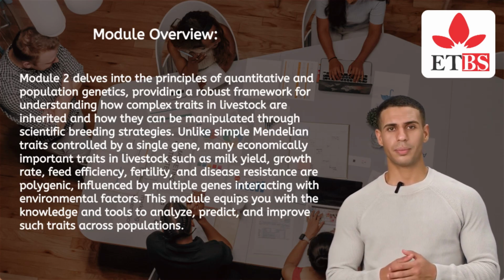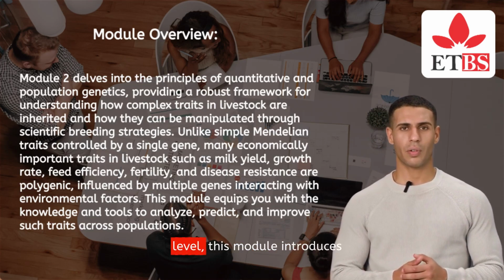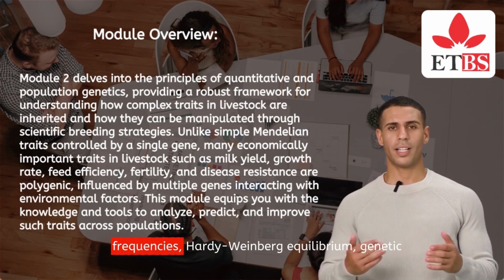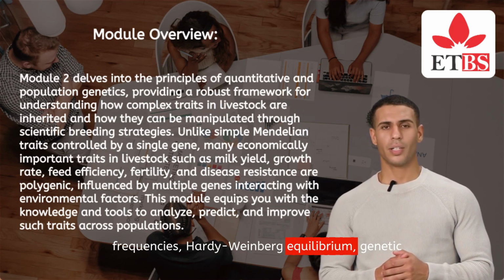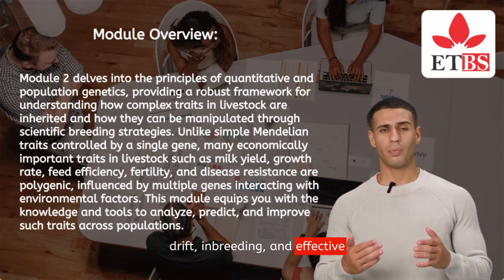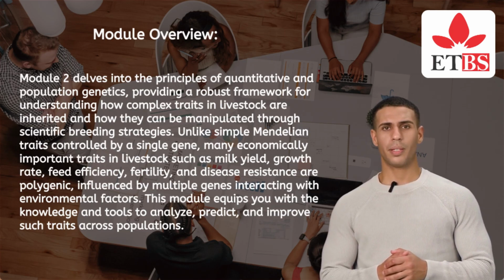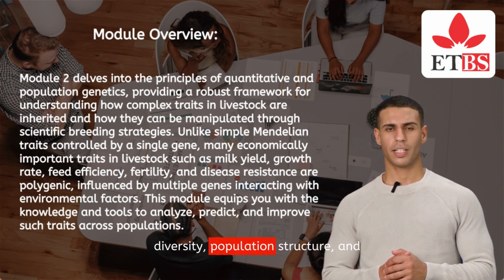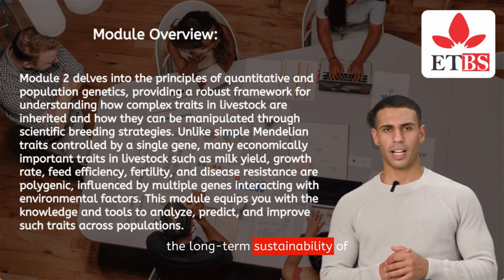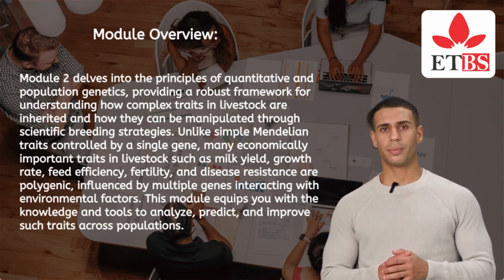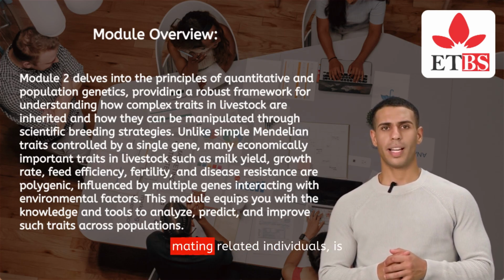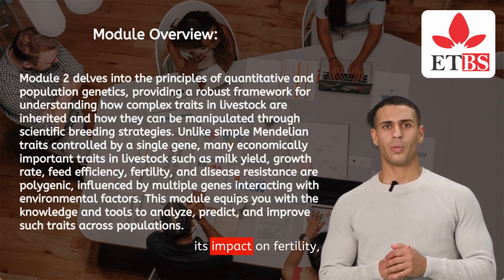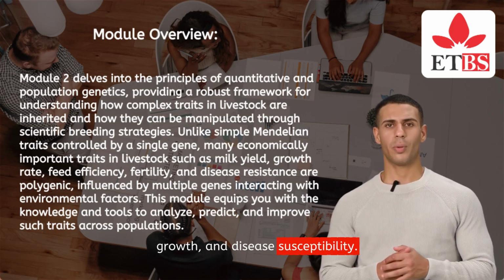breeding programs. At the population genetics level, this module introduces you to concepts such as allele and genotype frequencies, Hardy-Weinberg equilibrium, genetic drift, inbreeding, and effective population size. These concepts provide the foundation for understanding genetic diversity, population structure, and the long-term sustainability of breeding programs. Inbreeding depression, caused by mating related individuals, is discussed in detail, emphasizing its impact on fertility, growth, and disease susceptibility.